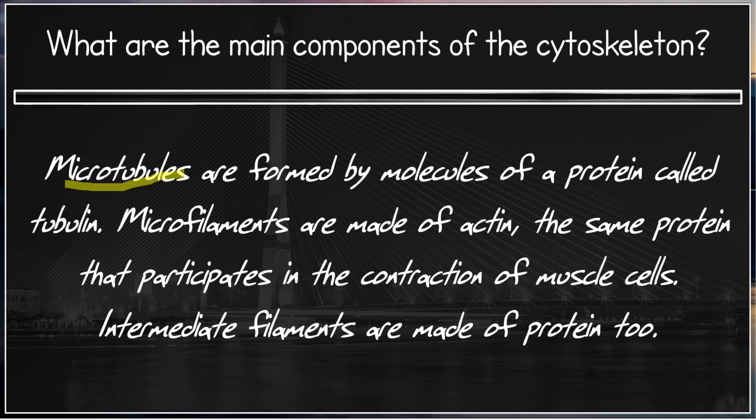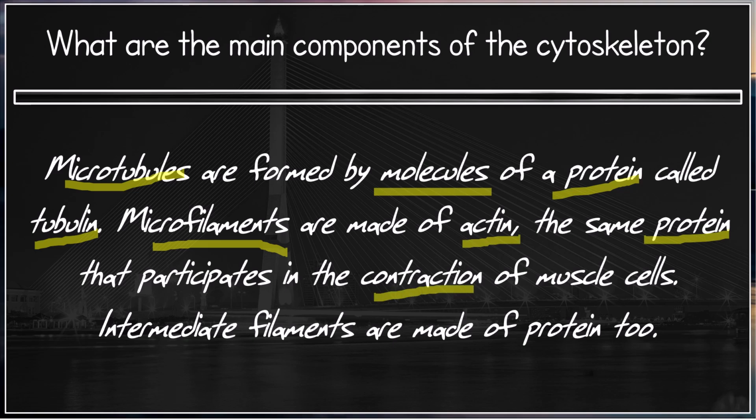Microtubules are formed by molecules of protein called tubulin. Microfilaments are made of actin, the same protein that participates in the contraction of the muscle cells. Intermediate filaments are made from protein too.